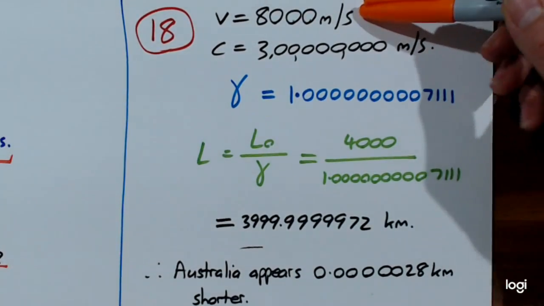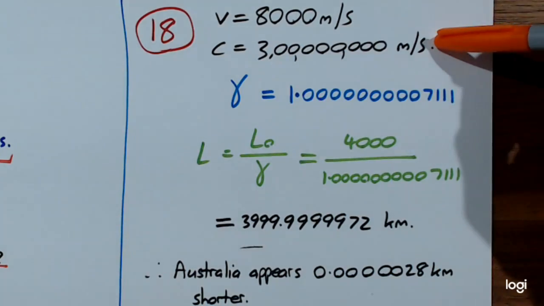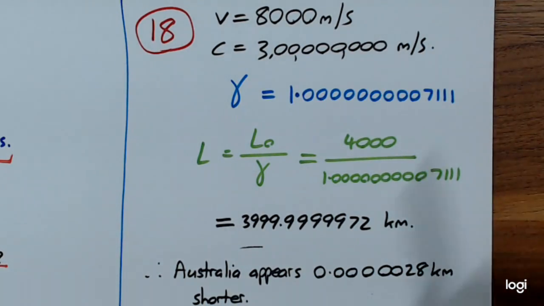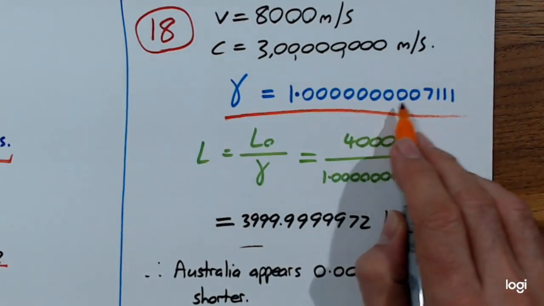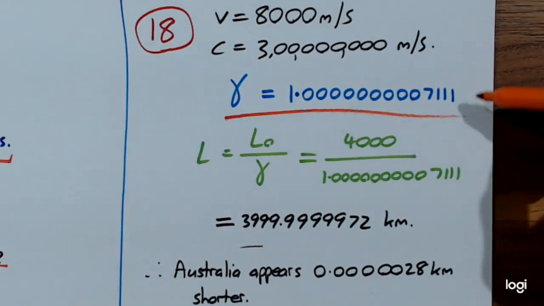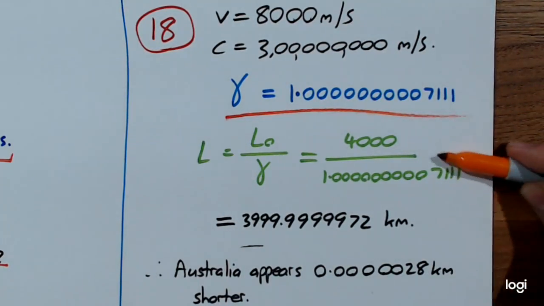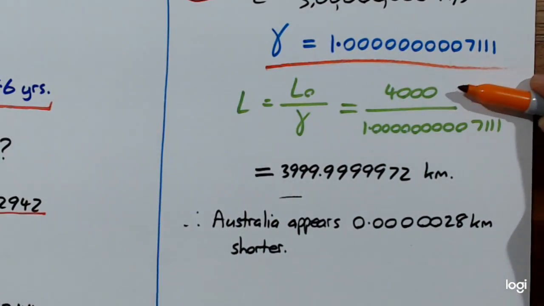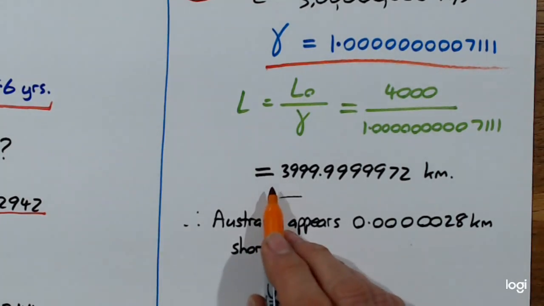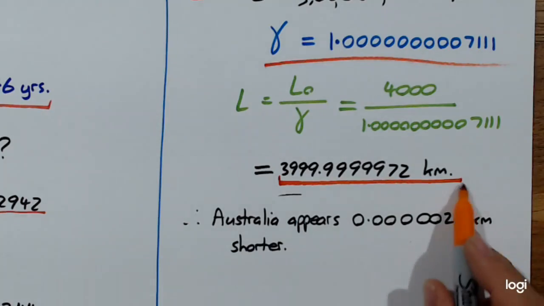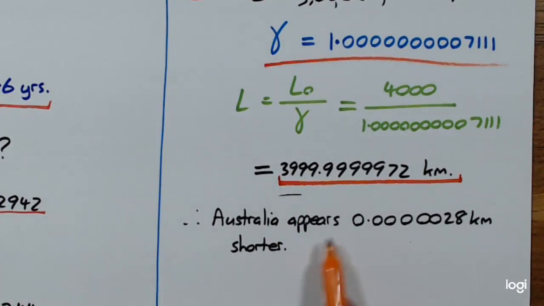Now this is not very fast compared to the speed of light, so there's not much change. You calculate the Lorentz factor and that's what it comes to: 1.0000000000711, almost exactly 1. So you put that into the formula. Proper length is 4,000. And Australia ends up from space looking like it is only that big, barely any difference. So Australia appears that many kilometres shorter. That comes to 2.8 millimetres shorter, so it barely makes any difference at all.